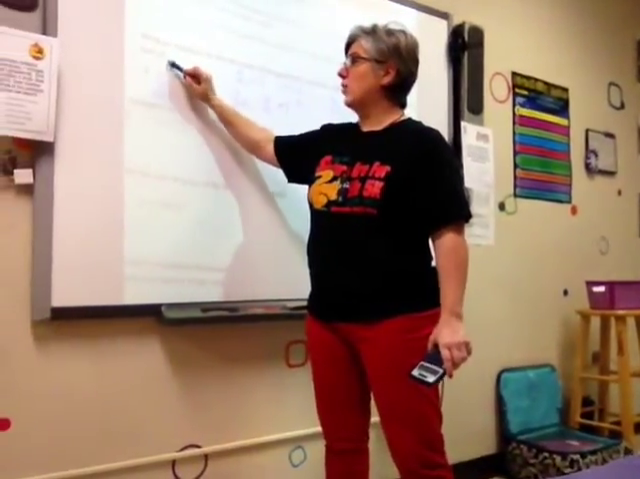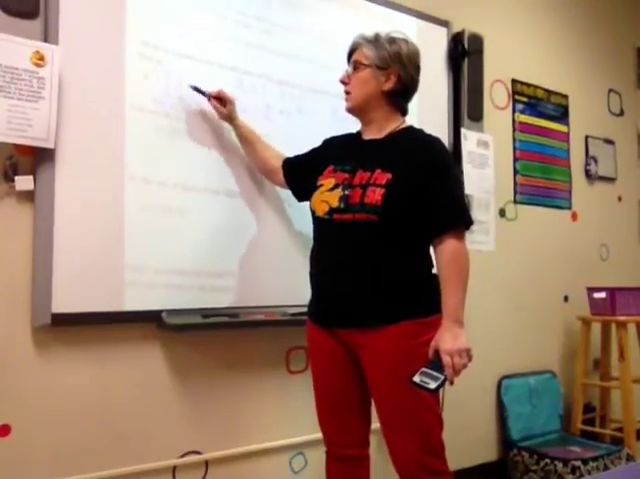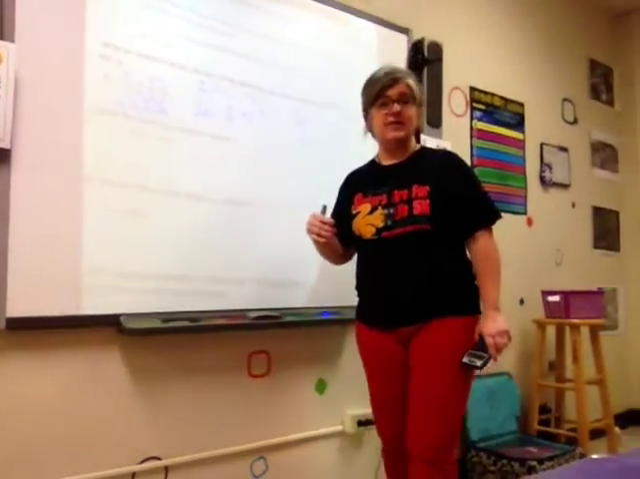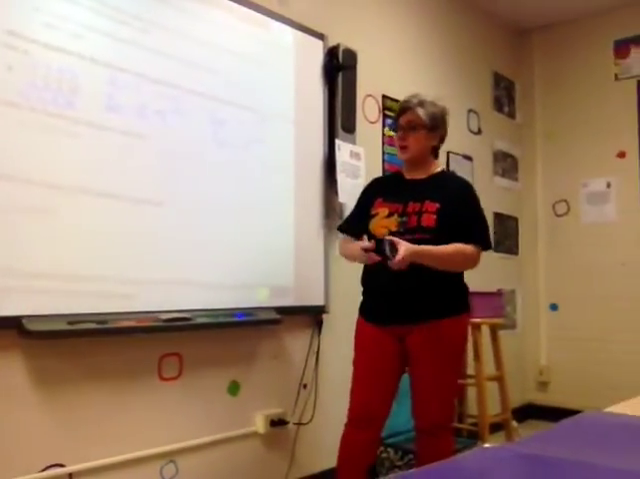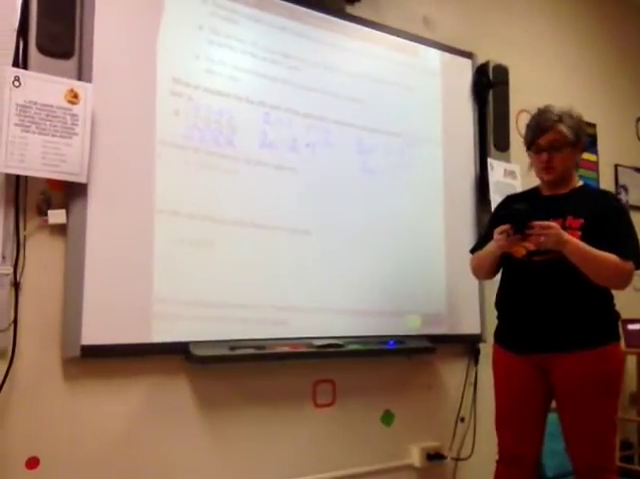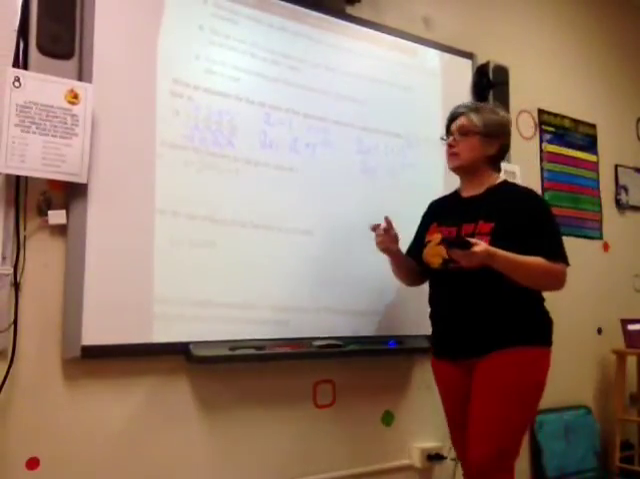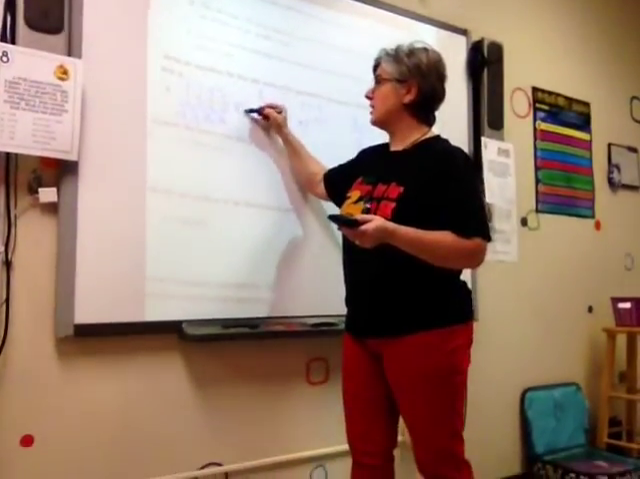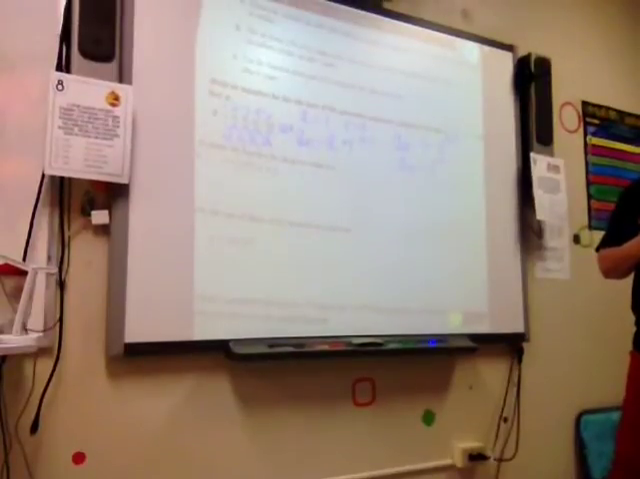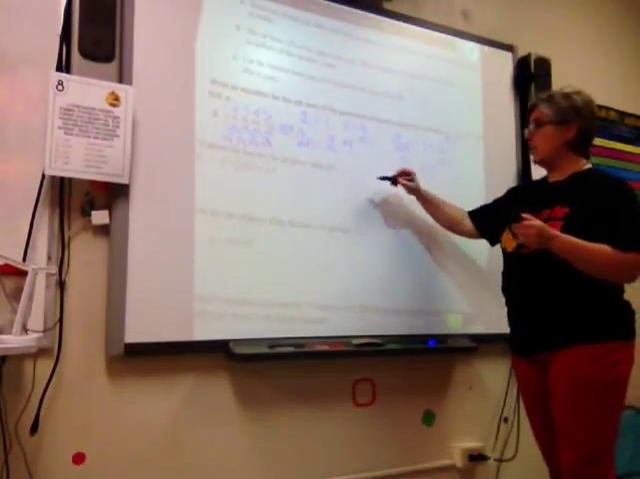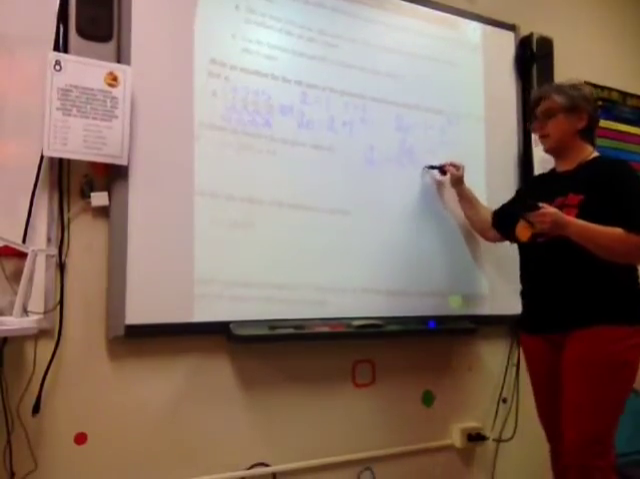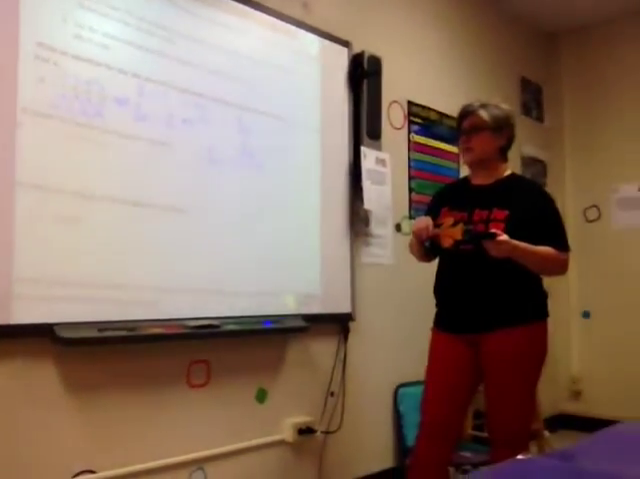Well, I've got term number 1, 2, 3, 4, 5. So if I want to know a sub 7, I have to find 2 more terms. So I'm going to have to do 256 times 4. That's going to give me the 6th term, which is 1024. And then I'm going to have to do 1024 times 4, which is going to be 4096. So a sub 7 is equal to 4096.